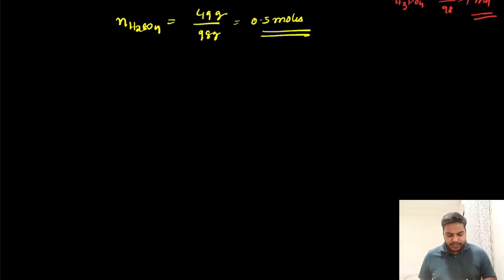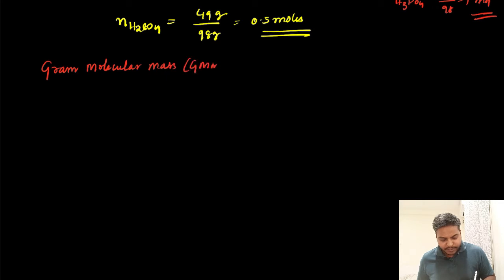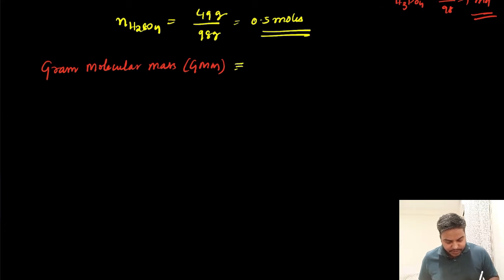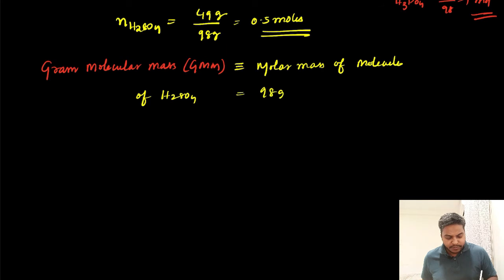Once you know the number of moles, there are many different ways of using the term number of moles. One is gram molecular mass, which we write as GMM. This is nothing but moles. This is the same as saying molar mass of a molecule. So the gram molecular mass of, for example, H2SO4 will be 98 grams per mole.